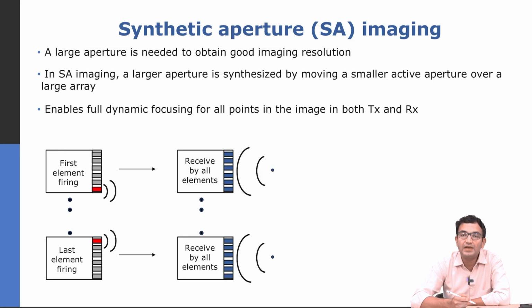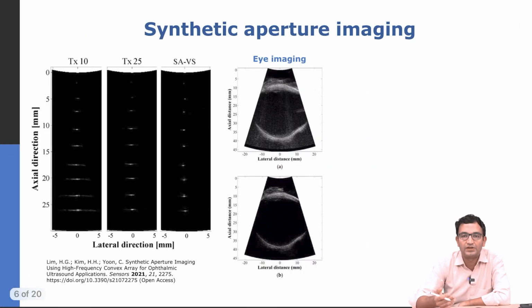This is different from linear array imaging because in traditional linear array focus transmits, we only use a small aperture or a sub aperture relative to the entire aperture. But in this case, we are using the entire aperture, although in a synthetic fashion.